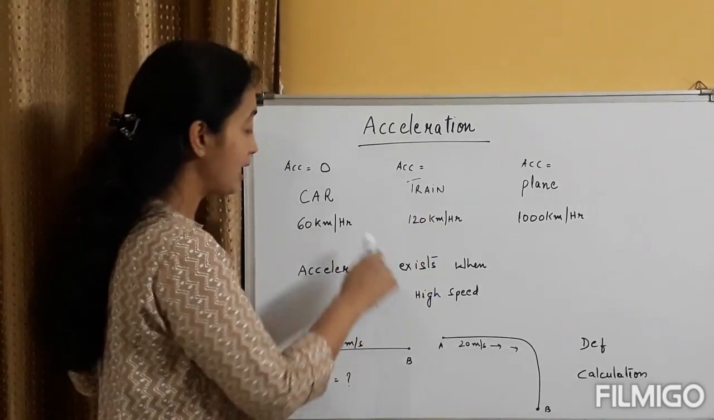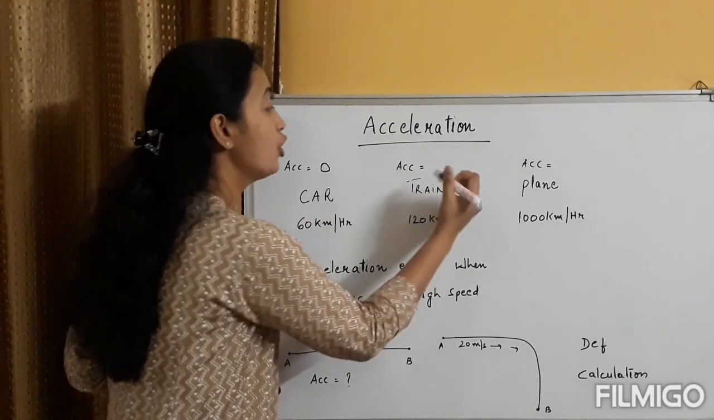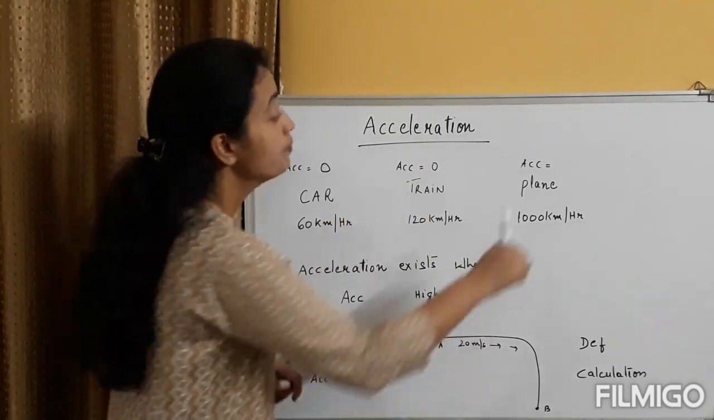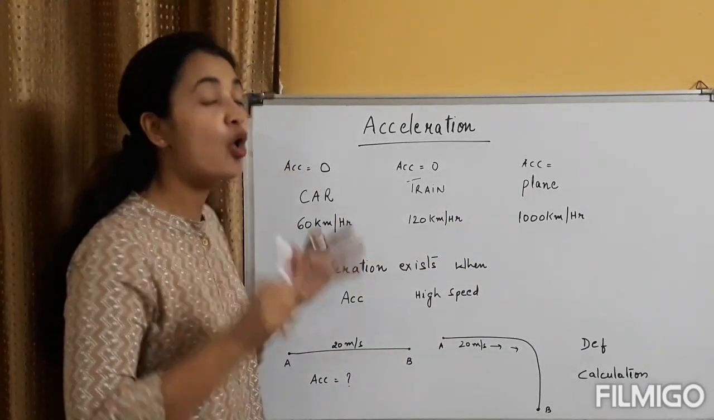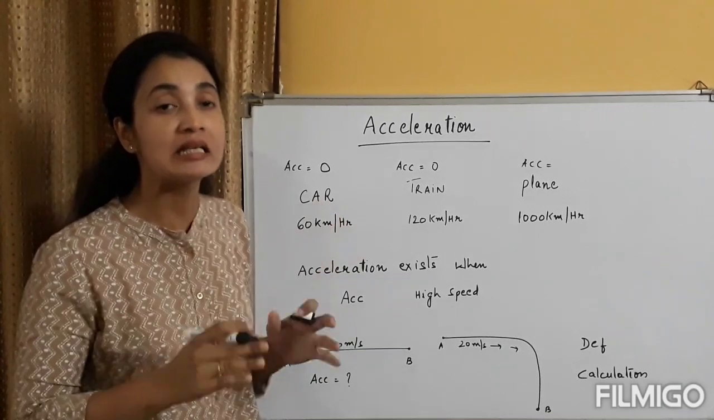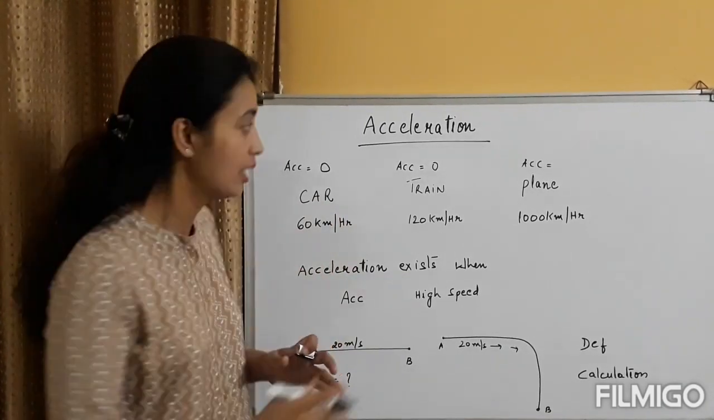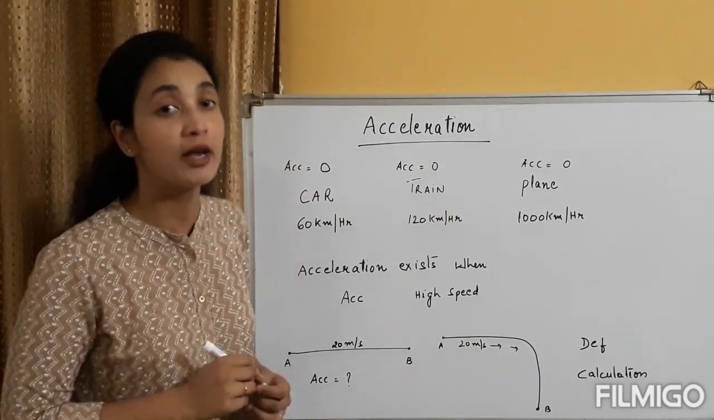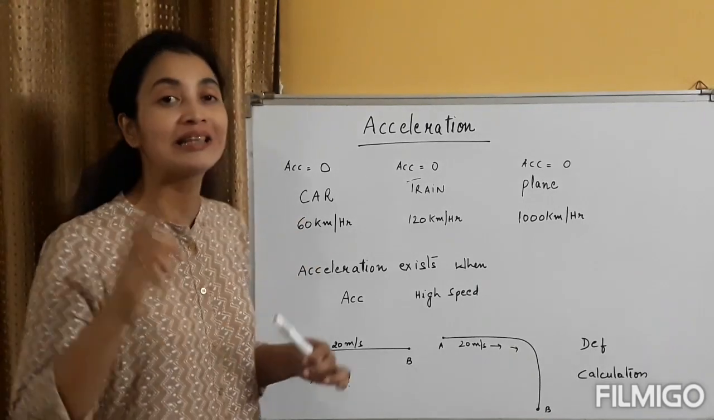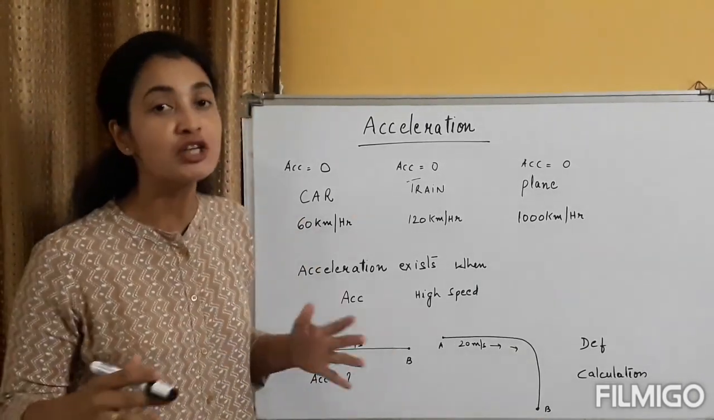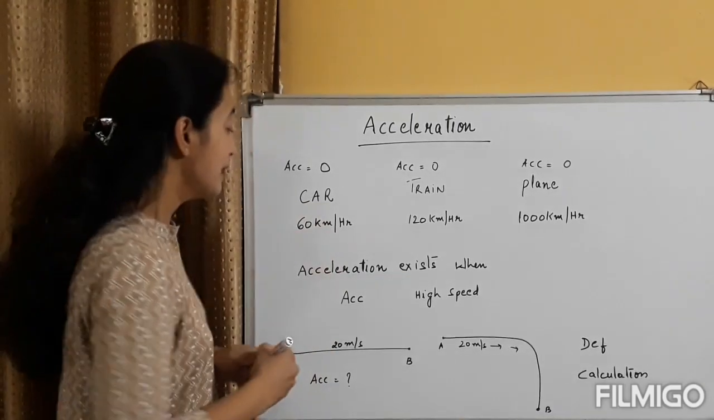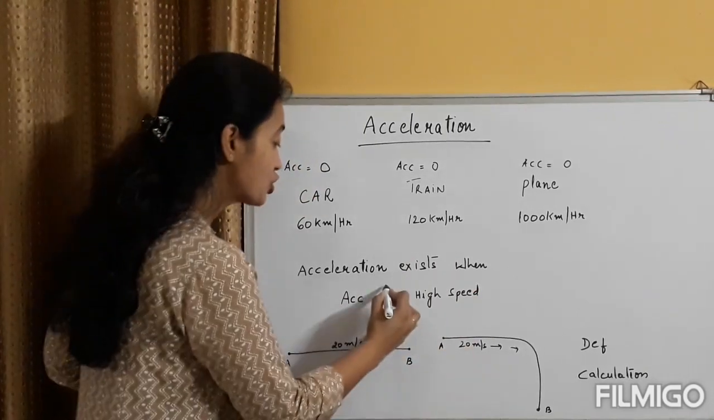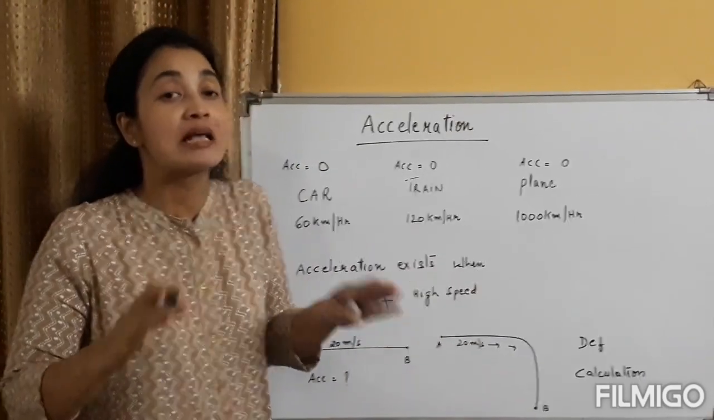Same is the case with the train. Even though the speed is more, still you will say that the acceleration is 0, or it is not accelerating. And if I consider the plane, then also you have to agree that it is also not accelerating. So the acceleration is 0 in all these three situations. What are we trying to conclude? We are trying to dislodge the very common opinion that acceleration is associated with high speed, which is not correct. Acceleration has nothing to do with it.